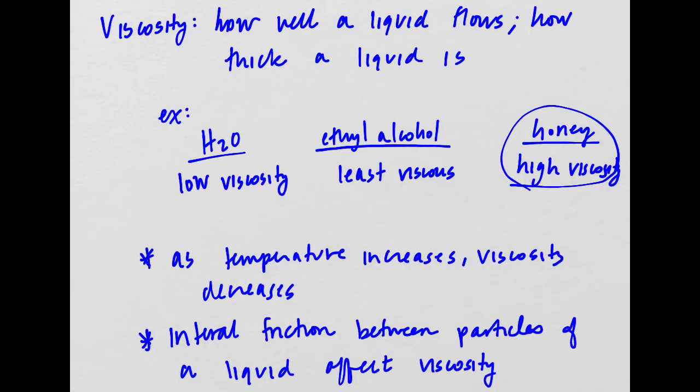Okay, finally, the third property of water that you need to be aware of that we talked about is this idea of viscosity. Viscosity is how well a liquid flows, or how thick and sticky the liquid is. The example I gave you is water. It has a very low viscosity, as opposed to ethyl alcohol, which has even lower viscosity than water. It's super thin and runny. Something with a very high viscosity is honey. It's very thick. It does not pour very easily.